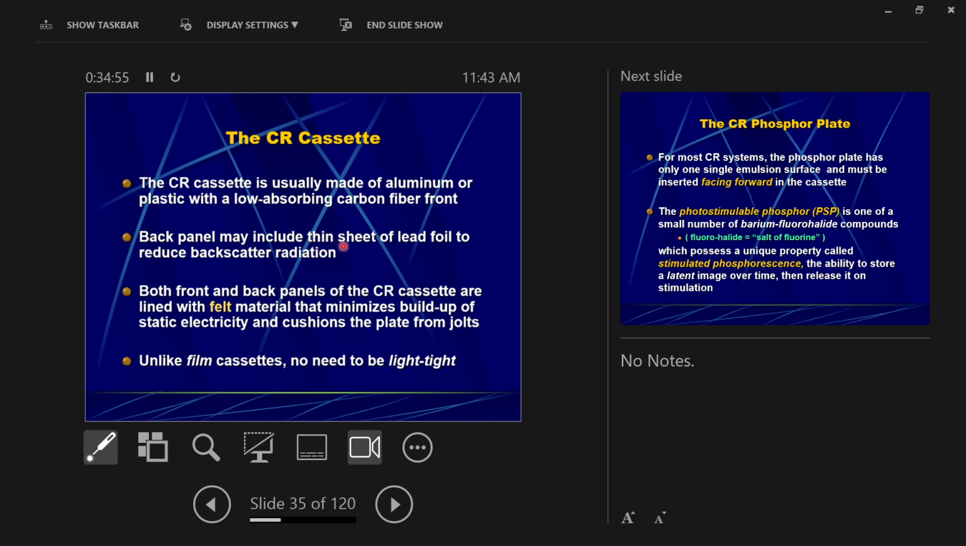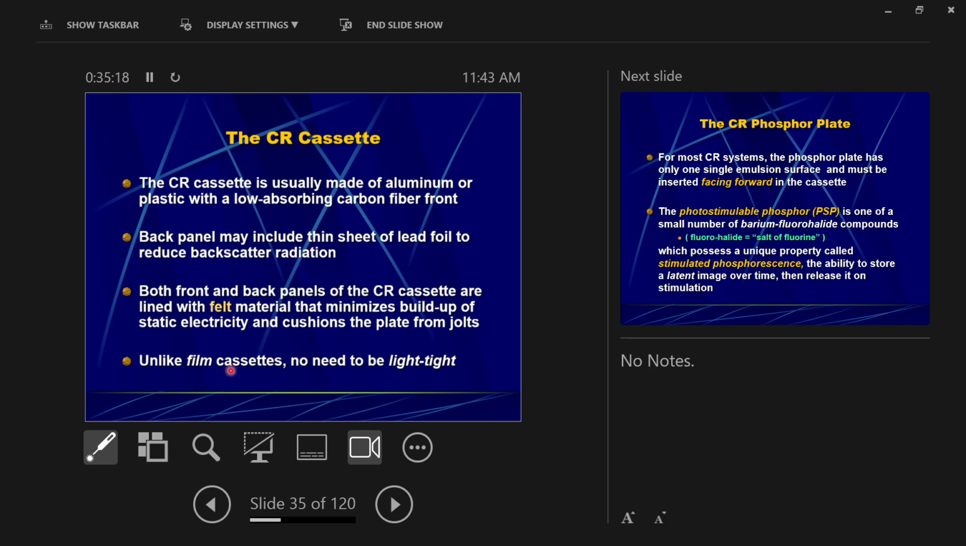The back panel on the cassette has a thin sheet of lead foil to reduce back scattered radiation. Both the front and back panels of the CR cassette on the inside are lined with felt that minimizes the buildup of static electricity and cushions the plate from being scratched or jolted or otherwise damaged as it's transported around.